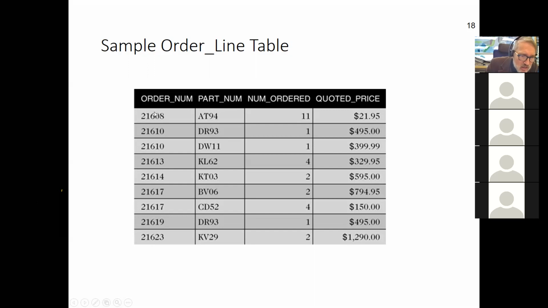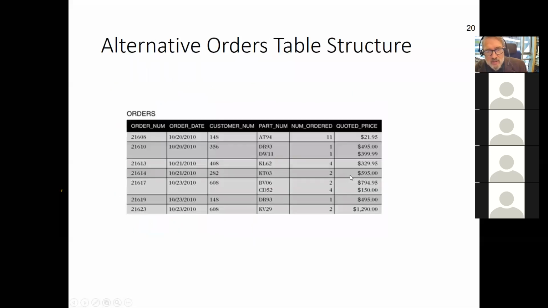Now, how do I know that? Because look at this order: 610. We have the part number, and more than one part is associated with the same order. So that's a one-to-many relationship, and one-to-many relationships require you to strip things out into multiple tables.